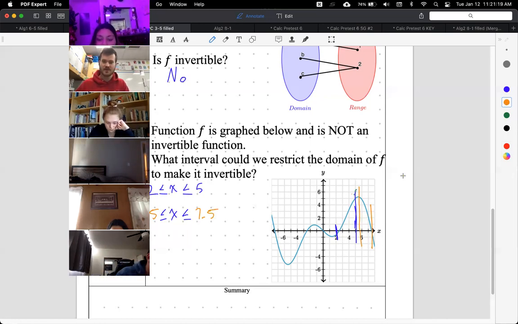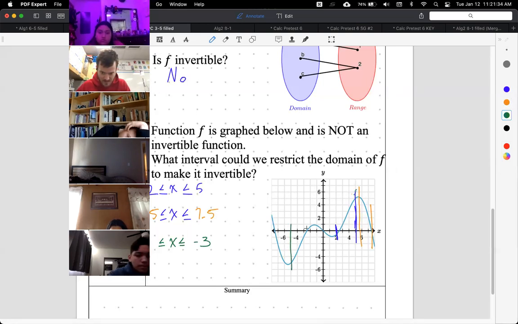Someone else give me another one. Give me another range. We'll do this one in green. Yeah, Beverly. -5 and -3. So -5 looks to be right about there. -3 looks right about there. Yeah, exactly. This little line segment right here, this curve, there's no way for this to fail the horizontal line test because I've restricted the domain to just look at that piece.